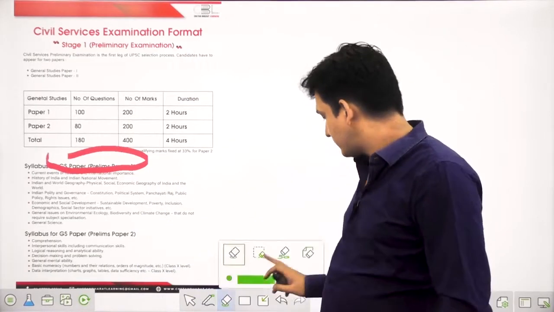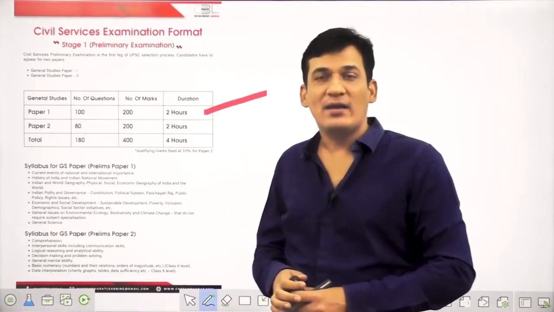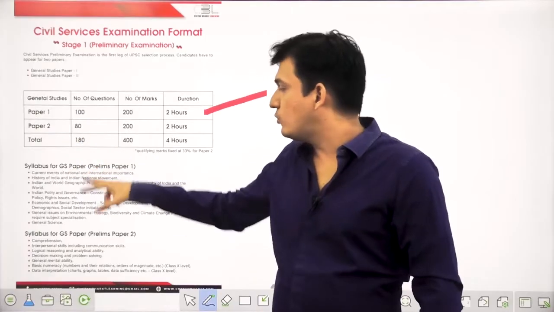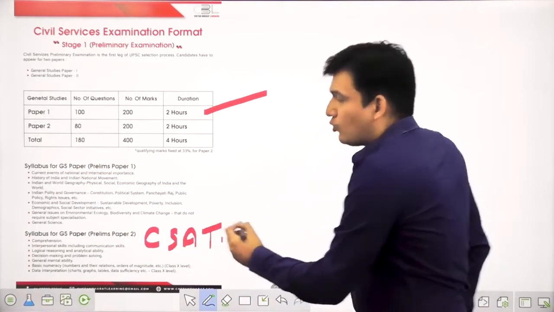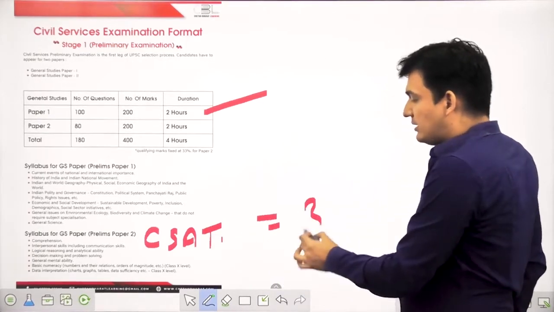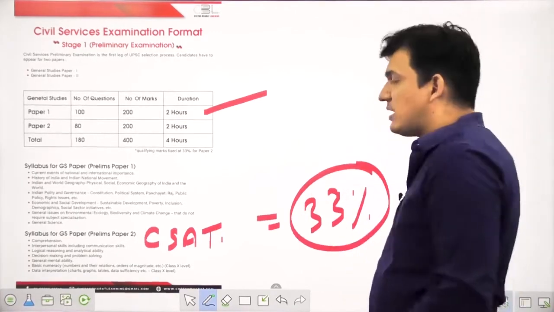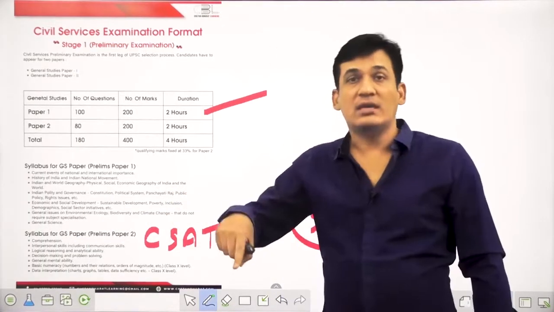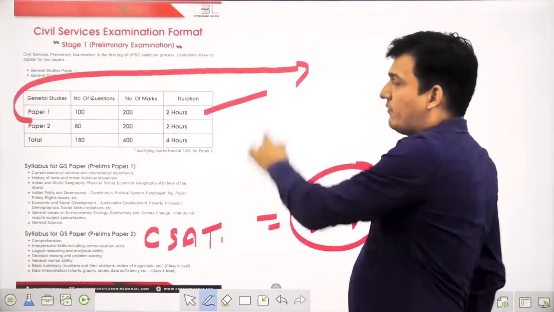Now, this exam will decide whether you are writing the mains or not. Why? Because in prelims, there are 2 papers, paper 1 and paper 2. Paper 2 is popularly known as CSAT. This paper is qualifying in nature. So as long as you are scoring 33% marks, you are good to go. Out of 200, you just have to get somewhere around 67, 68 marks and you'll be fine. On the other hand, GS paper 1 is the deciding factor.